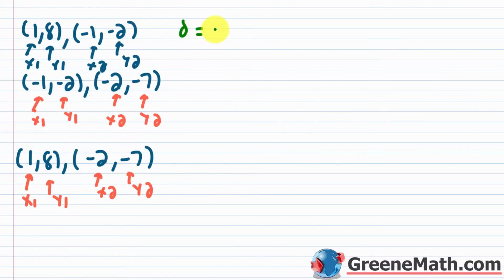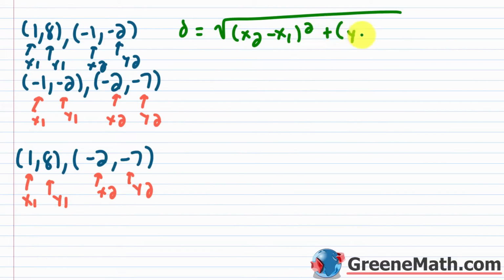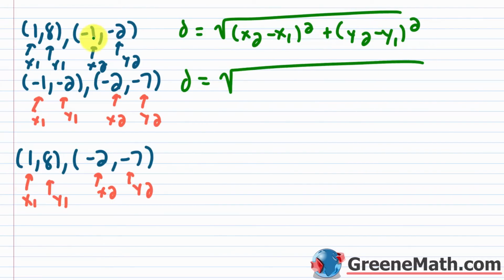So the distance is equal to the square root of (x sub 2 minus x sub 1) quantity squared, plus (y sub 2 minus y sub 1) quantity squared. Let me start with the first one up here. So x sub 2 is -1, and then minus x sub 1 is 1, so this is quantity squared, plus y sub 2 is -2, and then minus y sub 1 is 8, so this is quantity squared.